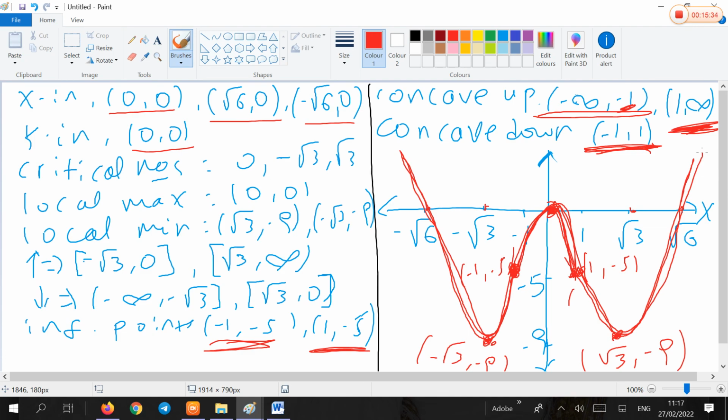This is all about the given function f of x, which equals x to the power of 4 minus 6x squared.